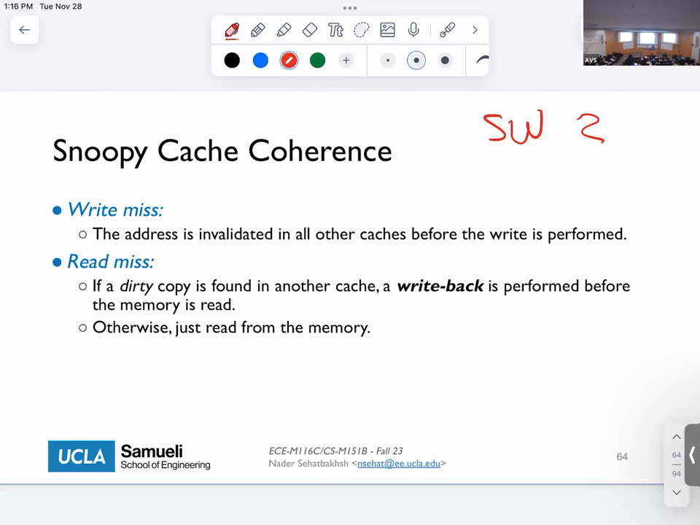So whenever we want to write a new value, everybody else has to invalidate themselves if they have a copy. If they don't have a copy, then there's nothing to be worried about, okay?